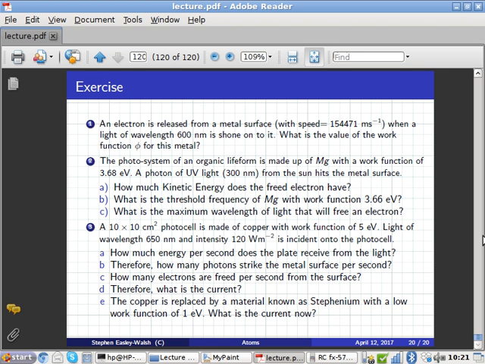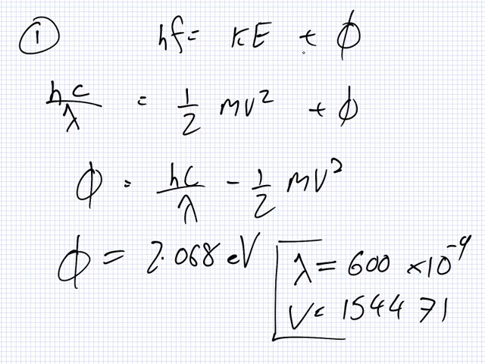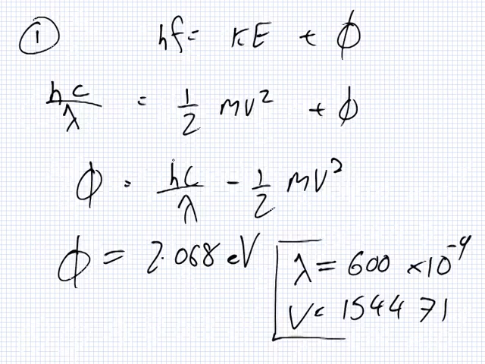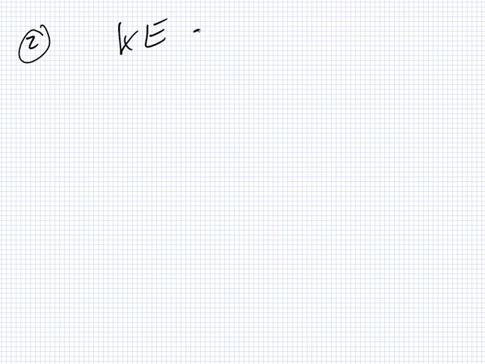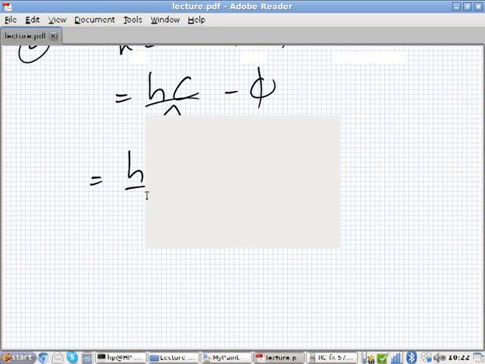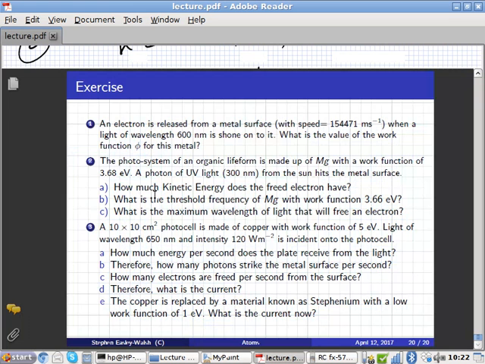So I've simplified this question because a photon by itself cannot free it. Anyways, what have we got here? How much kinetic energy does the freed electron have? Well, again, we're using this formula, except this time we're looking at kinetic energy. So kinetic energy would equal hf minus work function, which is hc over lambda minus work function.